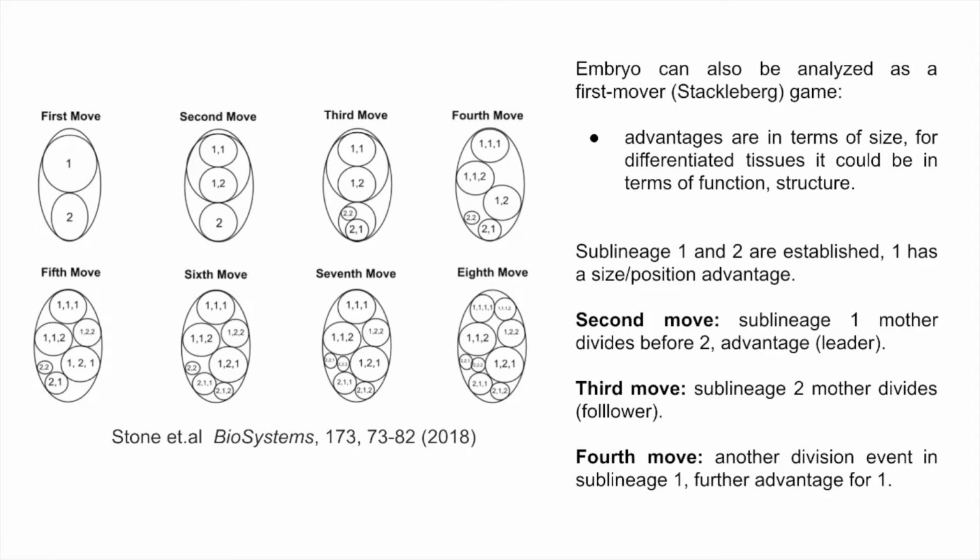And the second move, of course, sublineage 1 divides, and then before 2, and that's an advantage to sublineage 1. And then in the third move, sublineage 2 divides, and that gives sublineage 2 the ability to maintain its foothold in its space in the embryo, and then the fourth move, and so on and so forth.